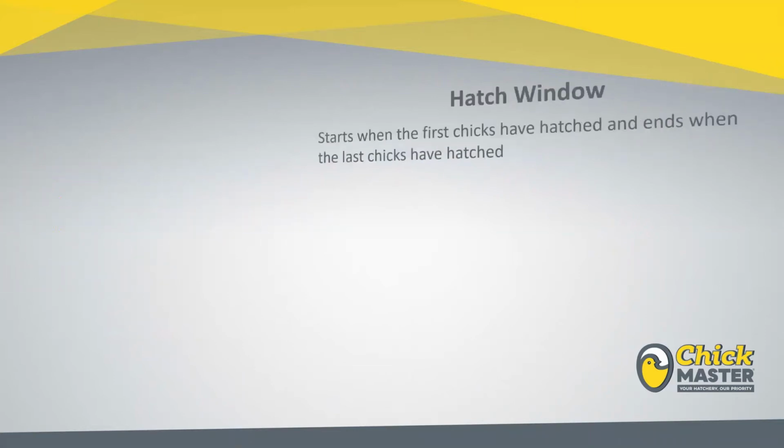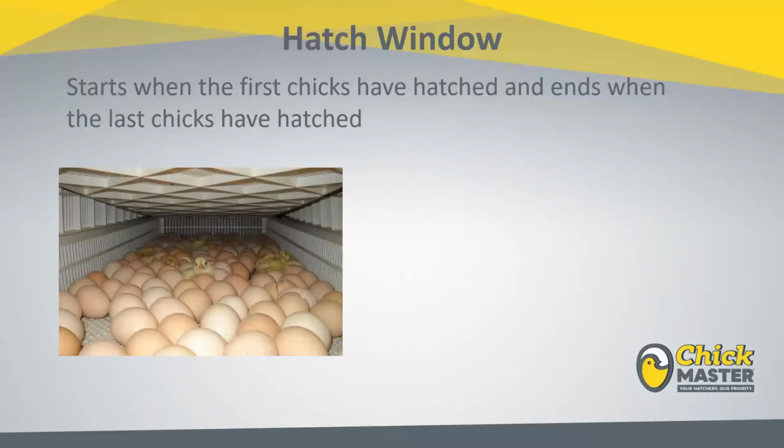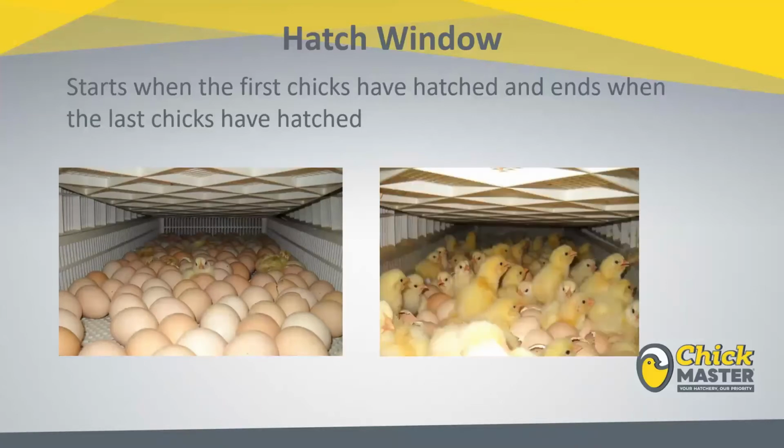So when we look at hatch window, it really starts when the first chicks have hatched, and we see that here, and then it ends whenever the last chicks have hatched. And so we recognize that in a hatcher machine, a lot of times in today's environments, the difference between when chicks start coming out and the time that they're finished holds several things in place for us, and there's a lot to be learned from it.